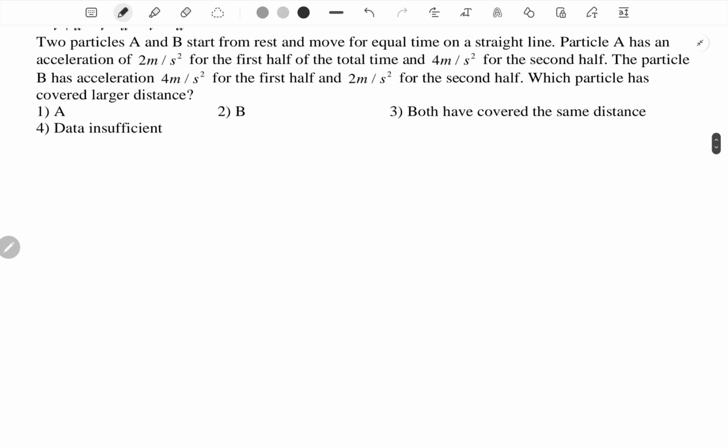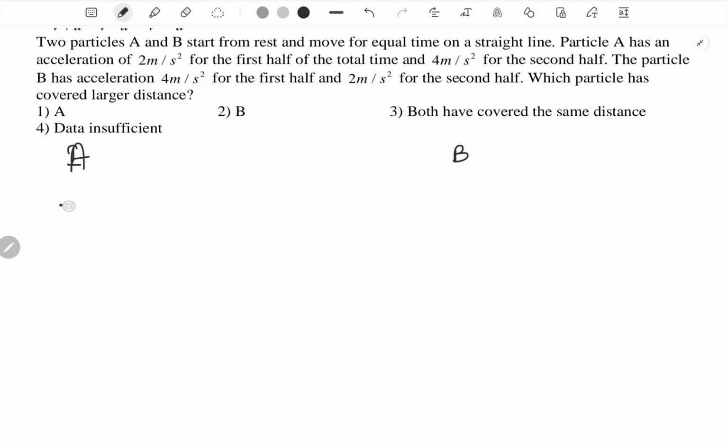Two particles A and B start from rest and move for equal time on a straight line. Particle A has an acceleration of 2 meter per second square for the first half of the total time and 4 meter per second square for the second half. The particle B has an acceleration. Okay, which particle has covered larger distance? Let's put the data separately and let's observe. First, particle A, particle B.